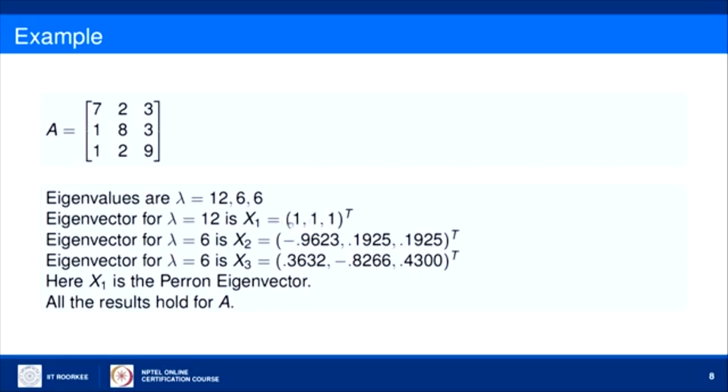Moreover, in the last slide I told you that no other eigenvector will be non-negative. So, if you see the other two eigenvectors x2 and x3, both of them will have at least one negative component. So, they are not non-negative. The other result is that only the spectral radius of A will lie on the spectral circle, or only the Perron root will lie on the spectral circle.